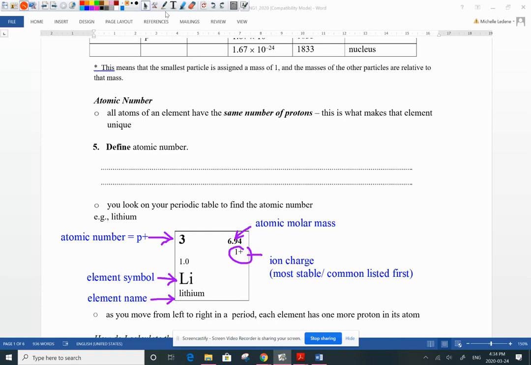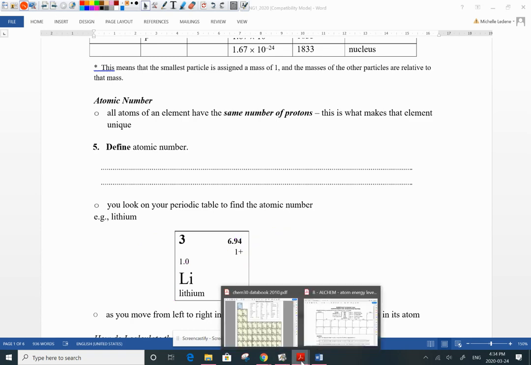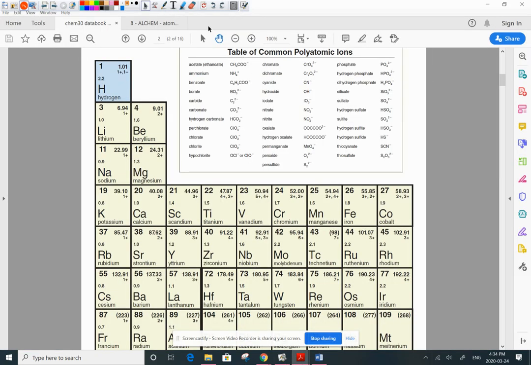And you don't need to worry about some of this other stuff, like this you'll learn about next year in Chem 20. Atomic molar mass, we'll learn about that a little bit later in Science 10. And then the ion charge, the most stable or the most common ion is listed first. So when you look up on your periodic table, and I'm just going to pull up one here, some of these metal elements kind of in the middle, these transition metals, you'll notice that they have 2 different charges. So like 5 plus, 4 plus, 3 plus, 2 plus.